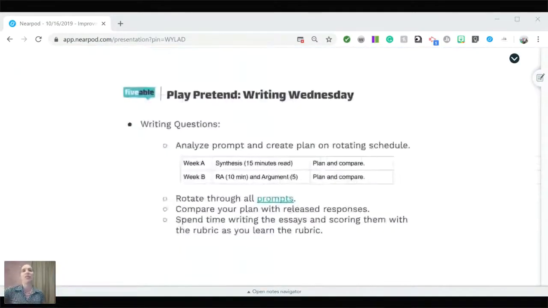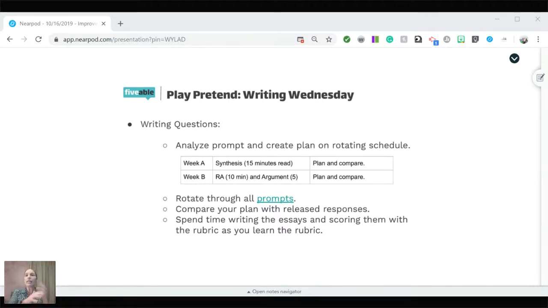Let's play pretend, okay? Now, with the pretend lesson here, I want you to analyze the prompt and then create a plan on a rotating schedule, okay? So try a week A, you're going to look at a synthesis. Do 15 minutes to read it and annotate it, come up with a plan, and then compare your plan to the highly effective examples, okay? Do the same thing week B. Try to spend like 30-ish minutes over the course of the week. I think that's a really realistic goal for you.